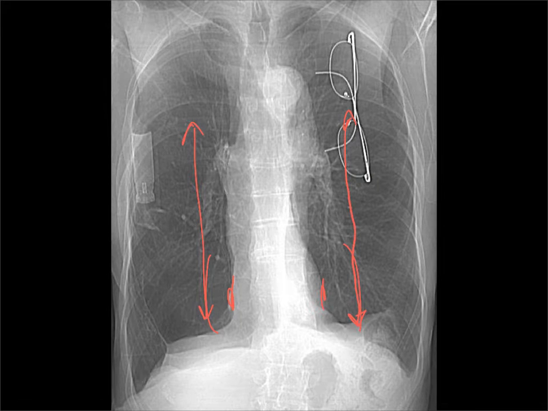Just while we're on this patient, because it shows it nicely, notice their right hilum is above their left hilum, and that's because they've got some fibrosis going on in their right upper lobe, and that's dragged that hilum up.